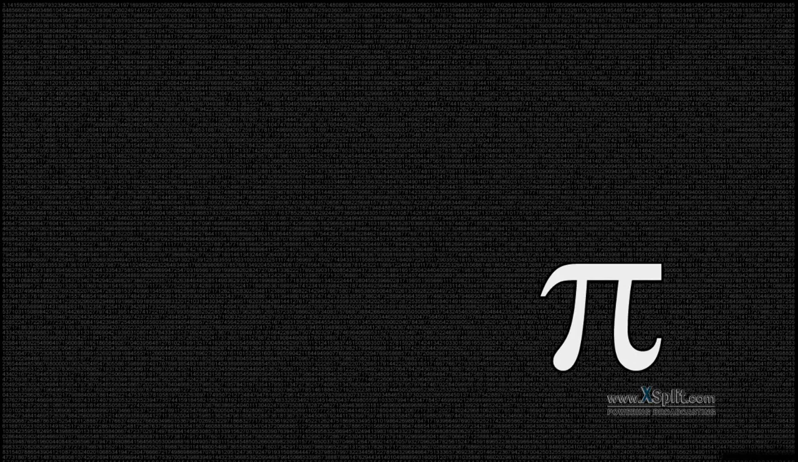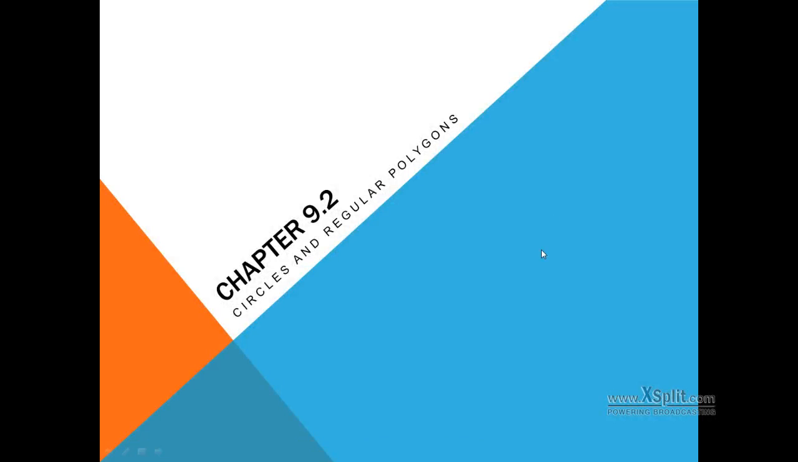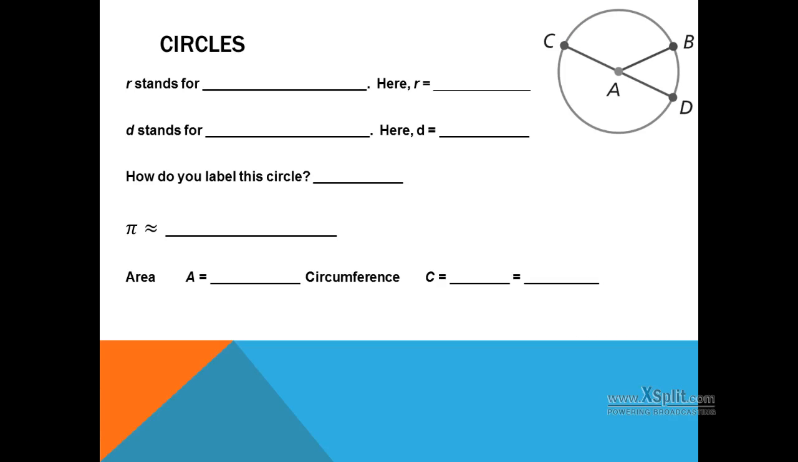Today we're going to be looking at areas of circles and regular polygons. We're going to be jumping up from the quadrilaterals and triangles that we were doing last time and start looking at some more advanced figures. Circles. You've seen them since first grade. You know what circles are, you know what the radius is, etc.